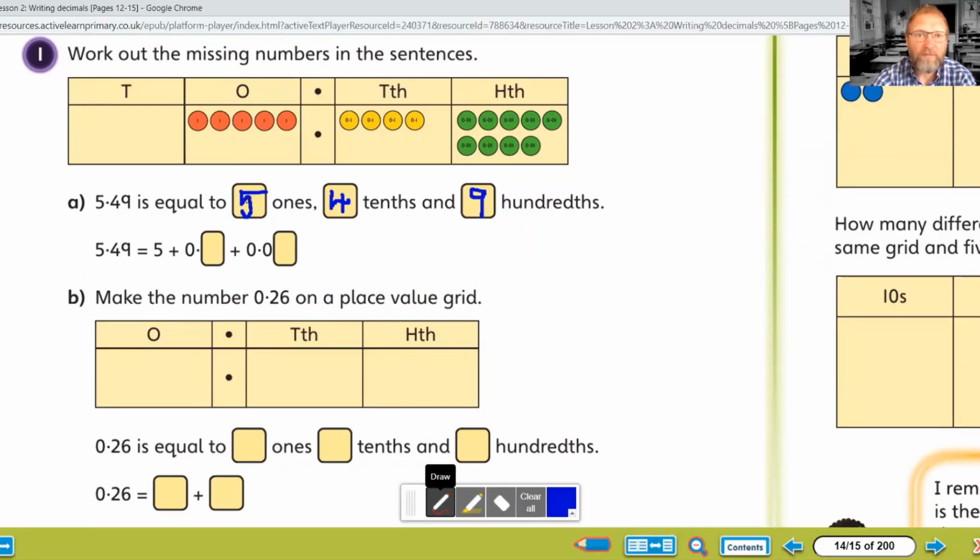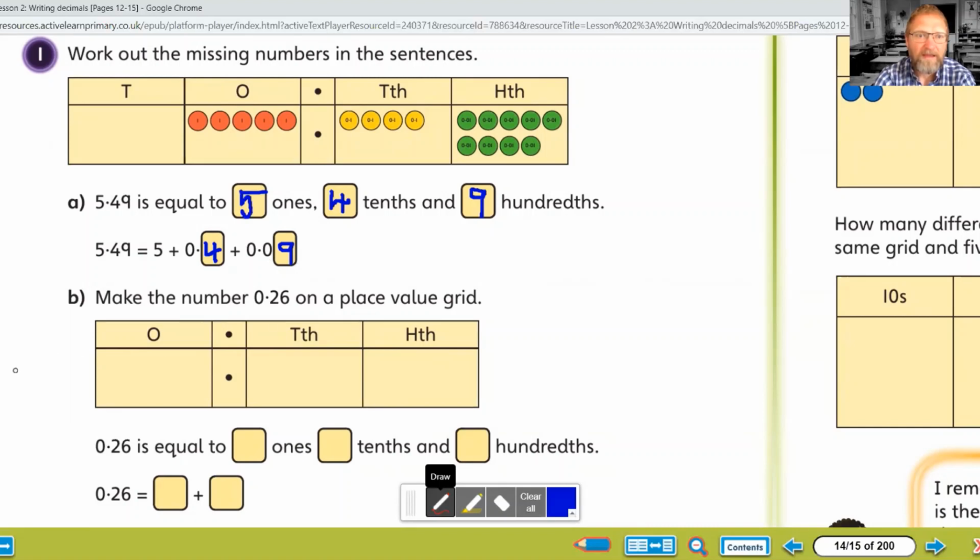So that's 5 ones, 4 tenths, and 9 hundredths. So if we partition that, it would be 5 ones, 0.4. First decimal place is tenths, 0.09 hundredths, because that second decimal place is our hundredth.